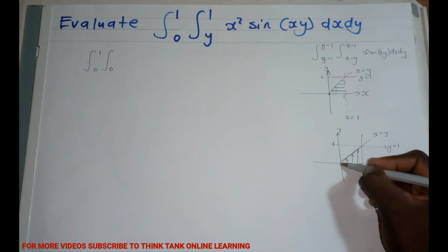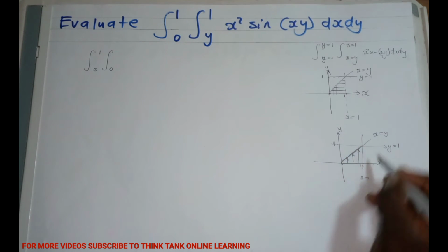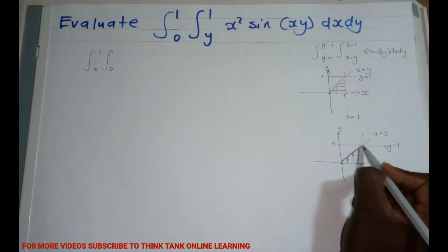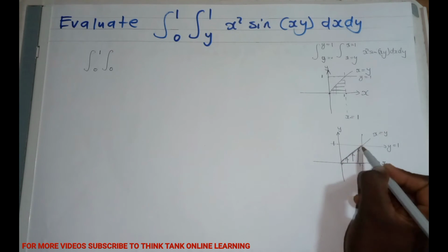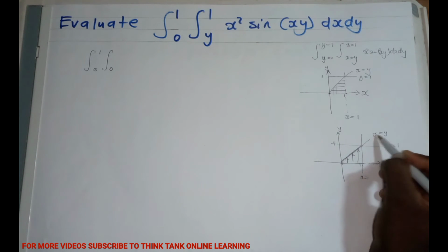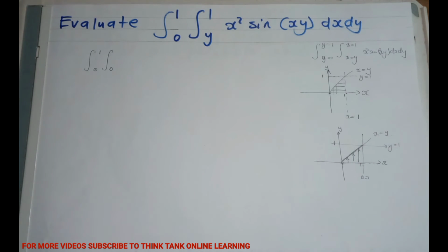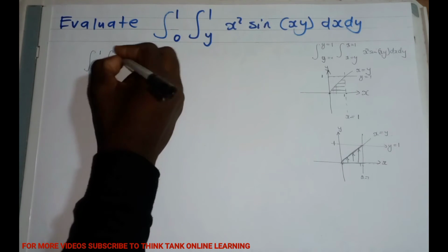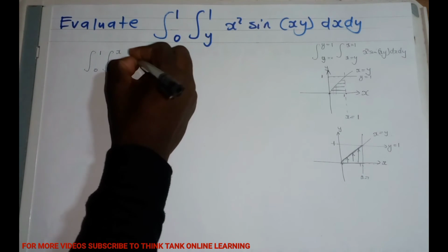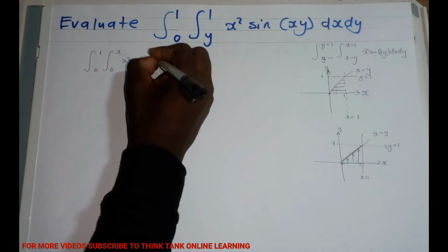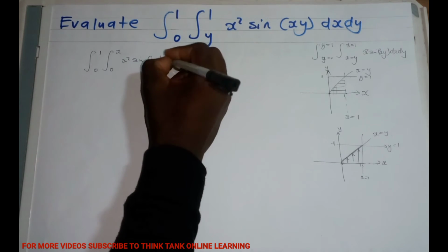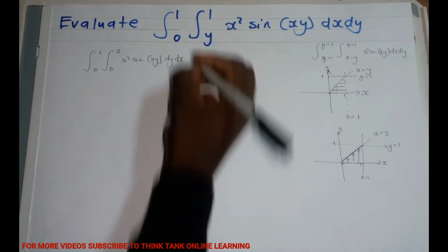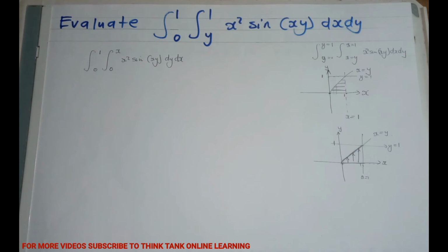Okay, so this curve is my upper bound. It's no longer 1, but it's this curve. As you can see, and what is this curve? This curve is x equals y. So I'm going to write x here, and I'm going to copy this as it is: x squared sine xy dy dx.